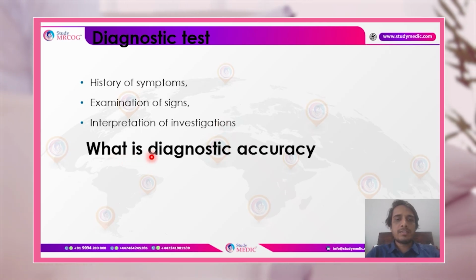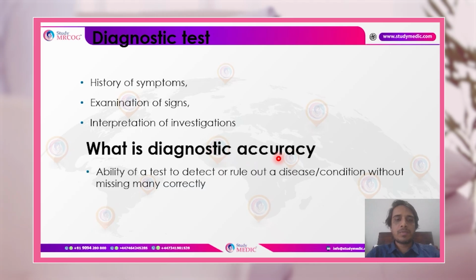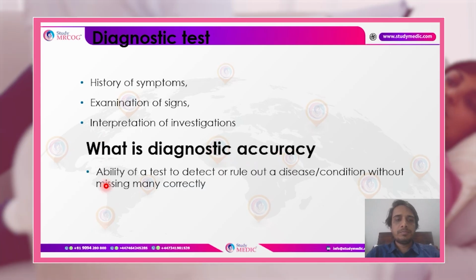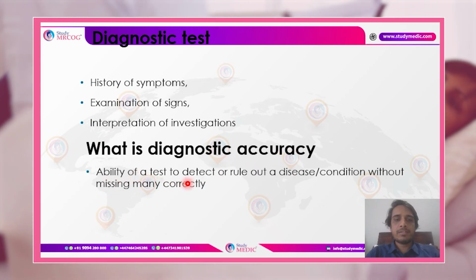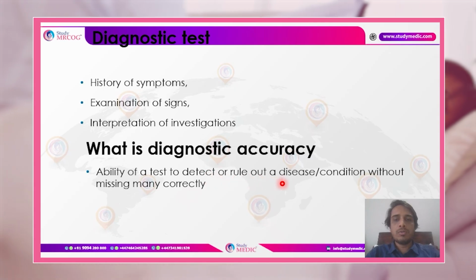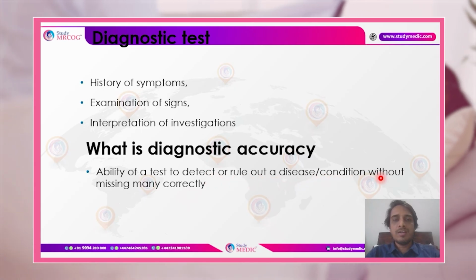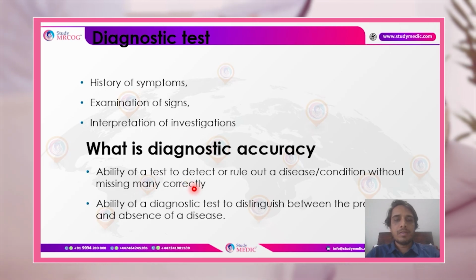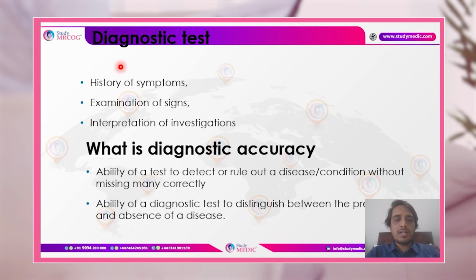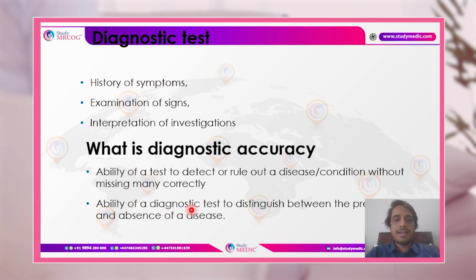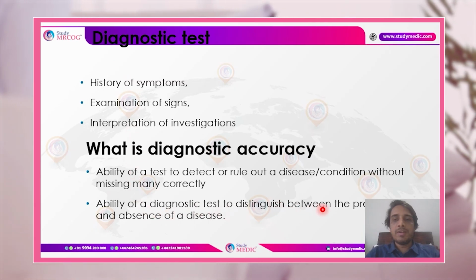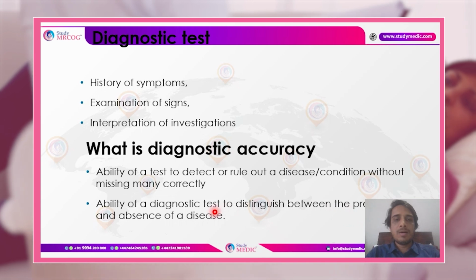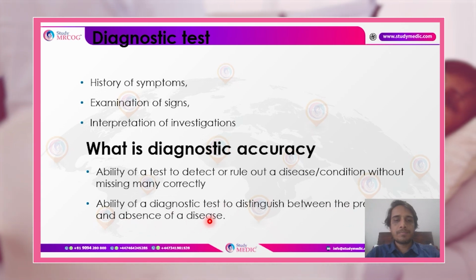Now, what does diagnostic accuracy mean? Diagnostic accuracy means the ability of a test to detect or rule out a disease or a condition correctly without missing many. It is also the ability of a diagnostic test to distinguish between the presence or absence of the disease.